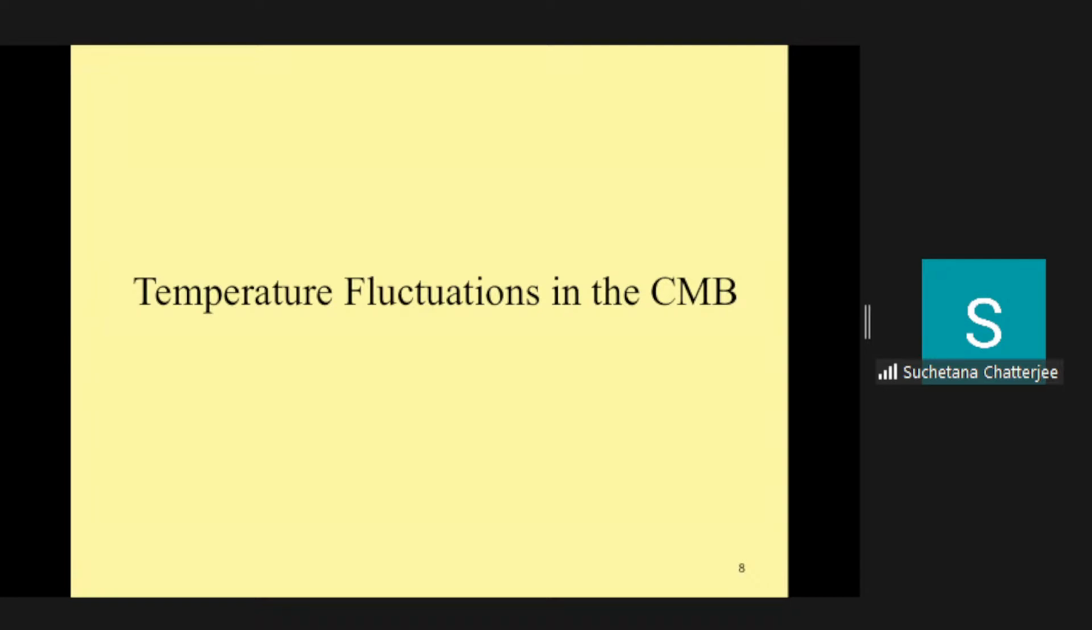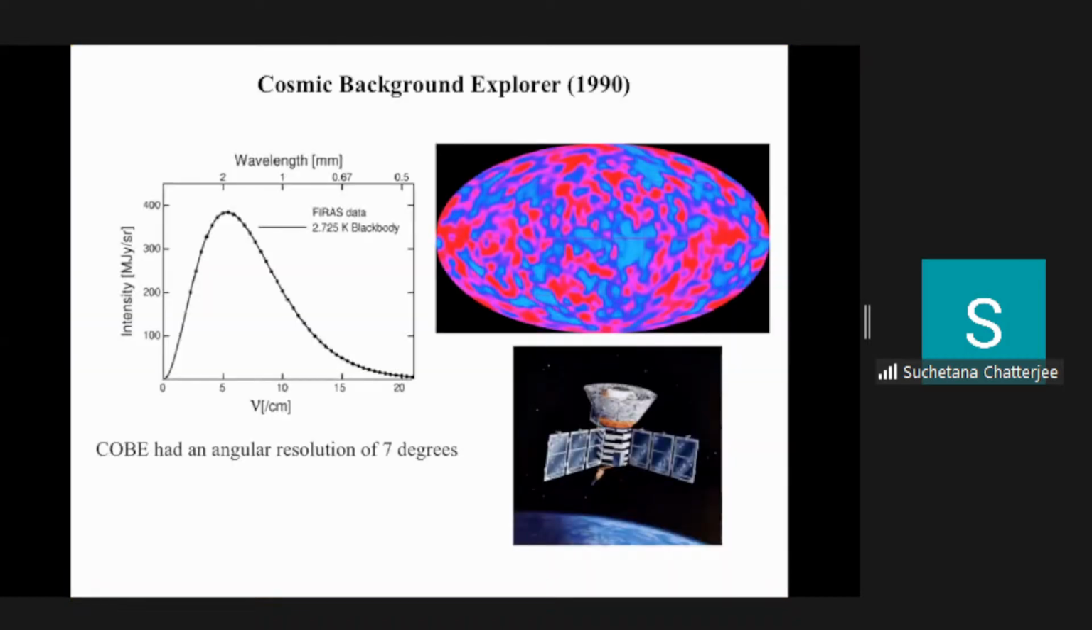To be precise, I think it's 2.7215 plus minus 0.00001, something like that. So it's precise up to a part in 100,000. But in addition to measuring the spectrum, what the COBE satellite did is it took a map. So it is an all sky survey. It looked at the sky in these frequencies, okay?